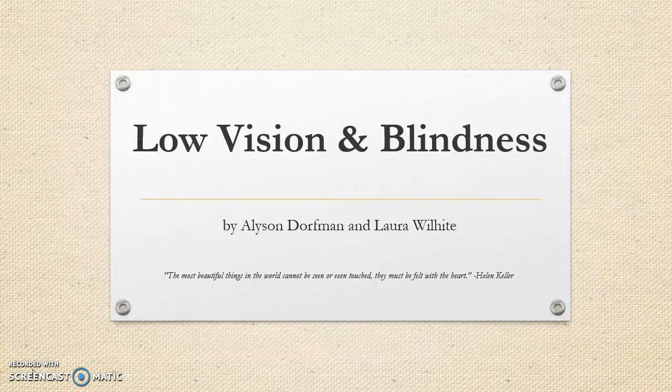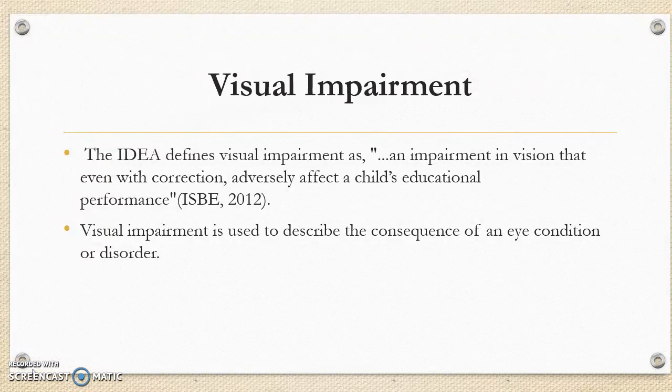Vision plays a major role when children are learning. A high percentage of learning occurs through visual activities such as exploring the environment, observation, assimilation, and other experiences. A visual impairment is used to describe the consequence of an eye condition or disorder. The IDEA defines visual impairment as an impairment in vision that, even with correction, adversely affects a child's educational performance. The term includes both partial sight and blindness.